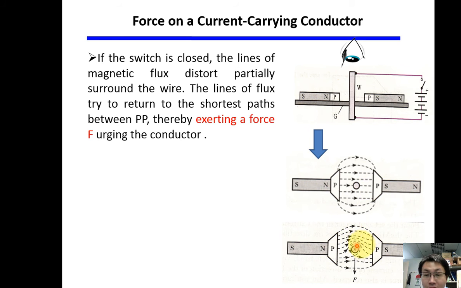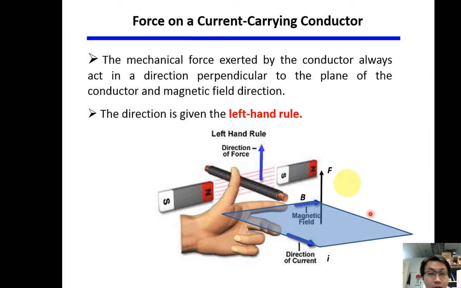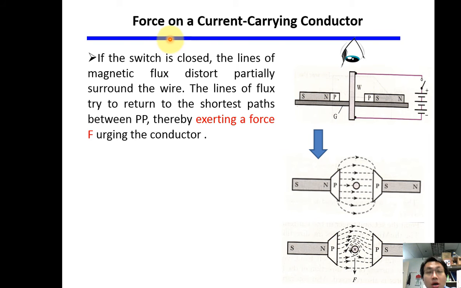So we can see a lot of fluxes here, fewer fluxes here. Then it will try to push down the conductor so that it goes back to this state. That's why we call it force on a current carrying conductor. So first we need to have a conductor. Second, it must have a current. Third, we will predict that it will have a force.